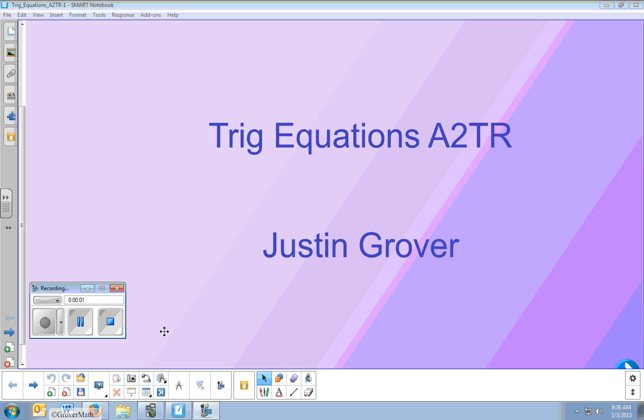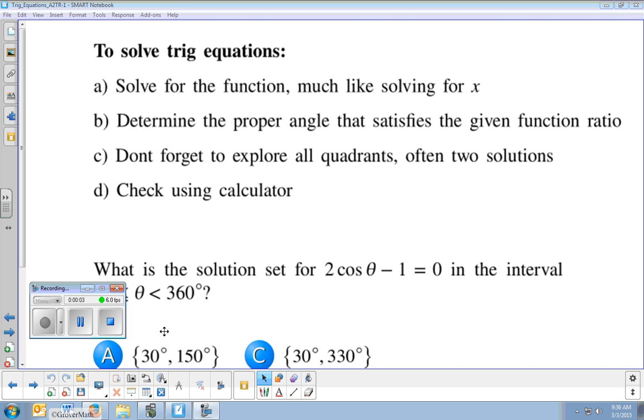Trig equations, Algebra 2, Trigonometry, regions. To solve a trig equation, it's much like solving for x in a regular equation. The first thing you need to do is solve for the function, much like solving for x. So let me do this first example step by step with you and explain these steps as I go.